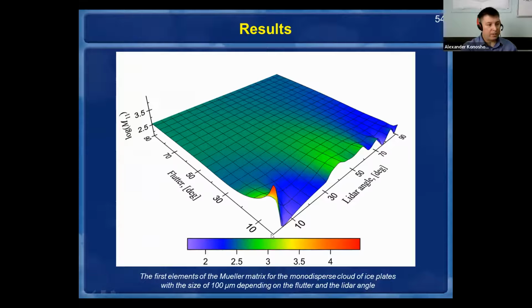When the particle is randomly oriented, it doesn't really matter at which angle the lidar is sloped. If you sound randomly oriented clouds, you can slope the scanning lidar and you see the same. But when the particle is horizontally oriented, you see something completely different. And this is the intensity.